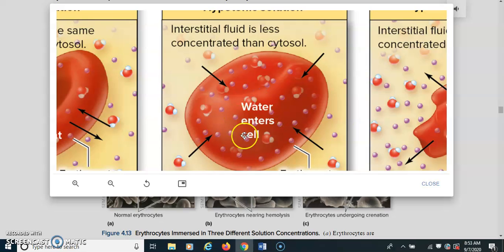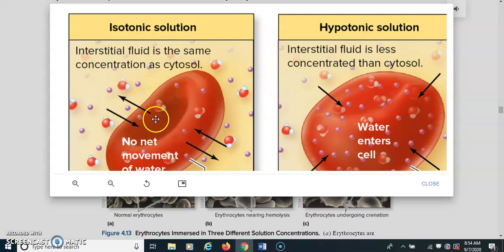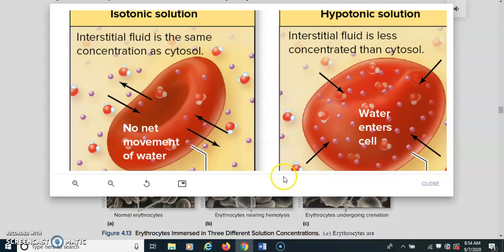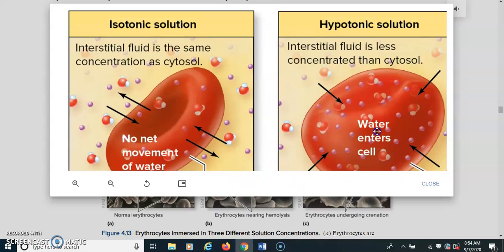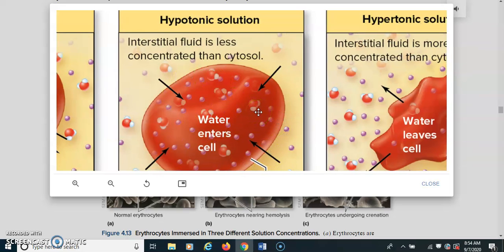So we want to avoid these sort of massive changes in the solution that our cells are in. Our body has homeostatic mechanisms to keep the solutions around our cells isotonic, to avoid changes in the shape of the cell and damage to the cells. But this is stuff we need to be aware of and how to avoid it, and we'll do a case study in class that talks about how we can apply this concept to practical situations too.